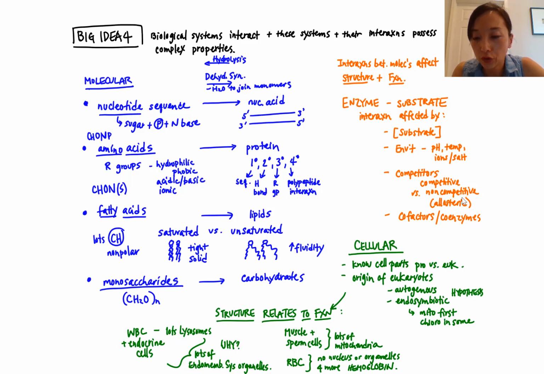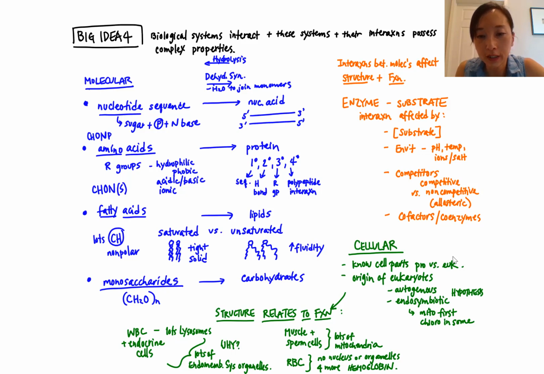Non-competitive inhibitors are inhibitors that find the allosteric site of the enzyme, and by binding to the allosteric site, which is a different site from the active site, it actually affects the active site. It changes the shape, and by changing the shape, the substrate can't bind. We also talked about cofactors and coenzymes. These are factors that actually increase the activity of the enzyme, usually because they make the active site a better fit for the substrate.